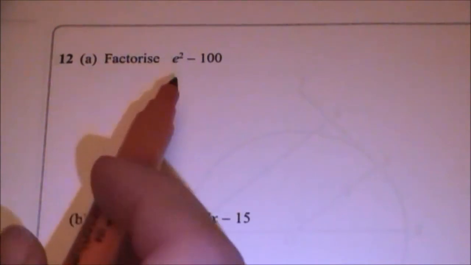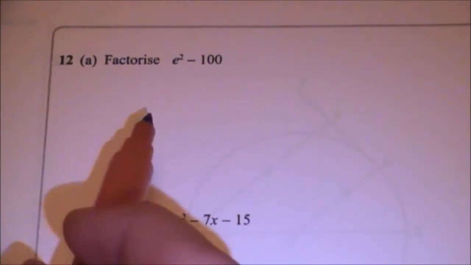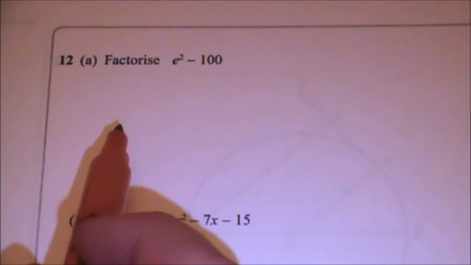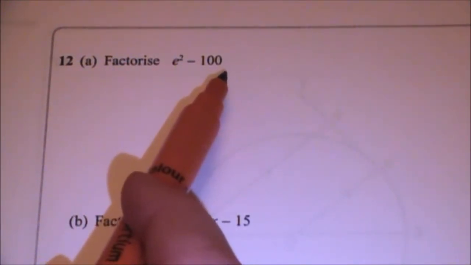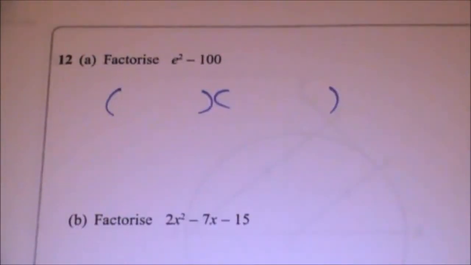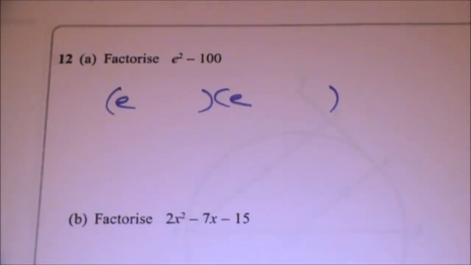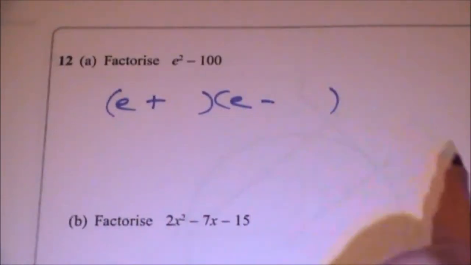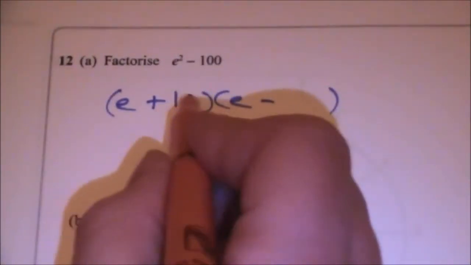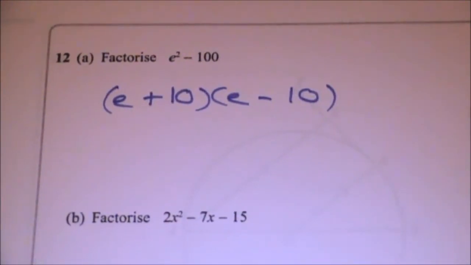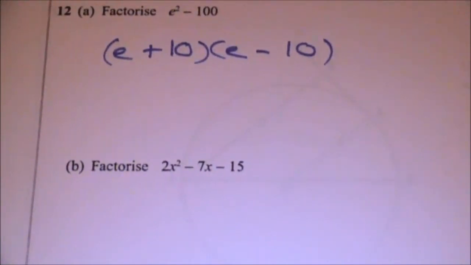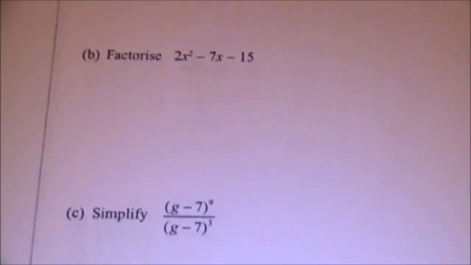12a is factorise e squared minus 100. Now this is all about spotting something called the difference of squares. It's called the difference of squares because e squared is a squared number and 100 is a square number, and you're taking them away from each other. So it's difference of squares. And the difference of squares go into double brackets where you have the root of the first square plus and minus the root of the second square. So the root of 100 is 10. That's a rule, you just need to learn it. You can do lots of practice, ask your teacher for some practice on it. And that's just 1 mark.